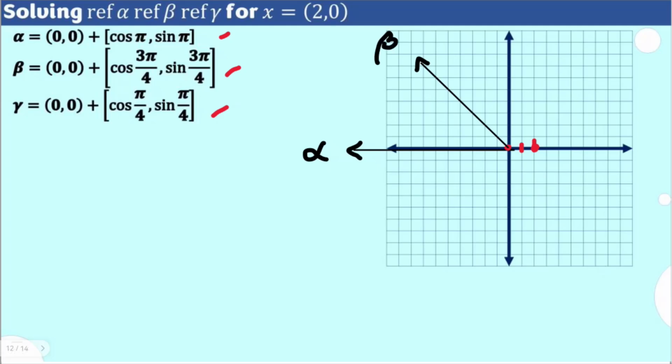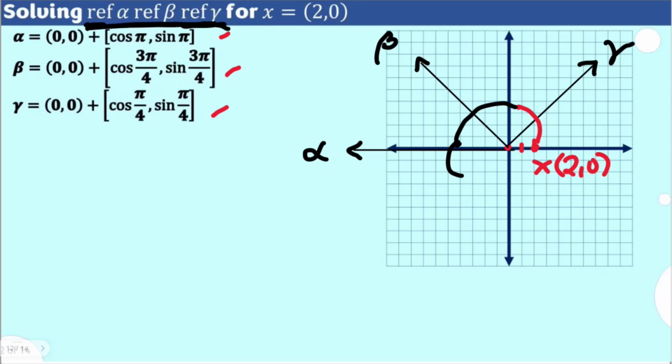As for pi over 4, its location for your gamma is identified here. It's 45 degrees. That would mean you're going to reflect the point x, identified as (2, 0), which is on this line identified as your gamma, because that's where we start. Later on that reflection will be reflected to your beta, and then the beta will be reflected on your alpha, because that's the direction here from right towards left.